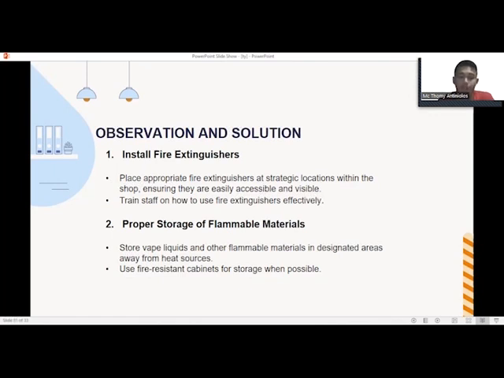Number 2. Proper storage of flammable materials. Store vape liquids and other flammable materials in designated areas away from heat sources. Use fire-resistant cabinets for storage when possible.